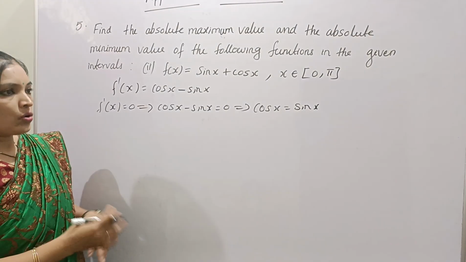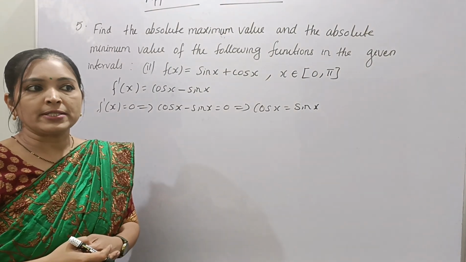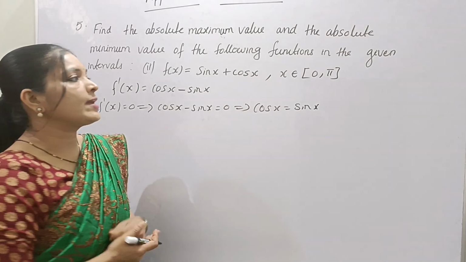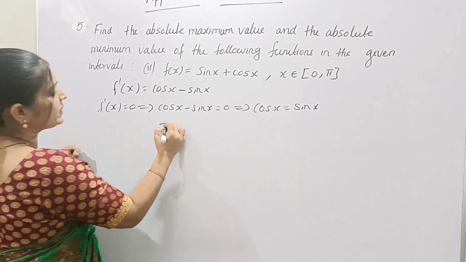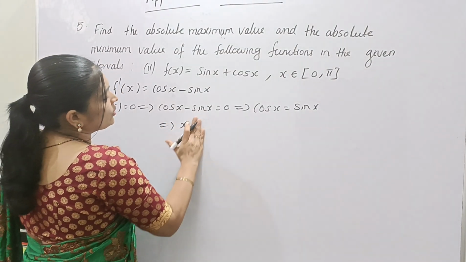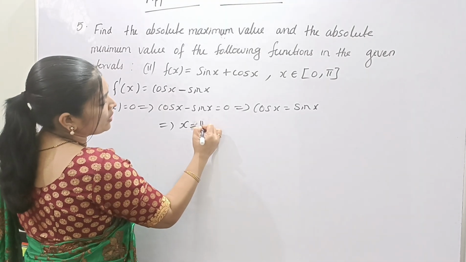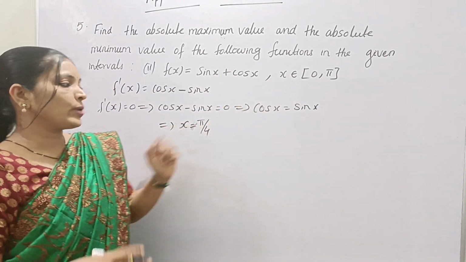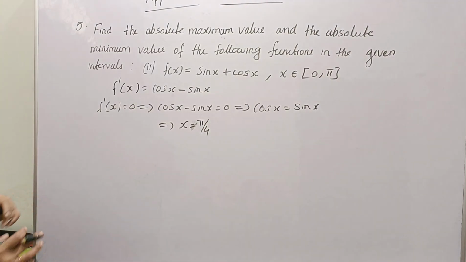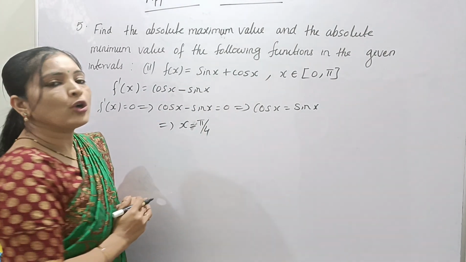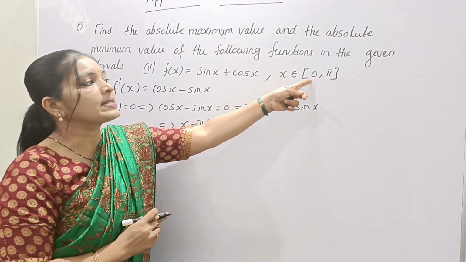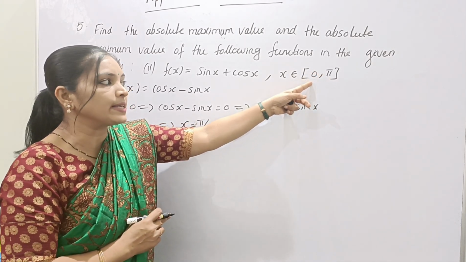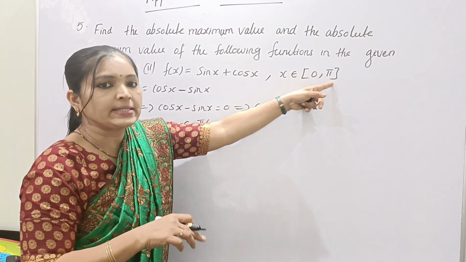Okay. See, cos x is equal to sin x means x is equal to pi by 4, right? This implies x is equal to pi by 4, and this pi by 4 belongs to this interval. Okay, so x is equal to pi by 4. So here, what is the least value of x? The least value of x is 0 and the greatest value of x is pi.